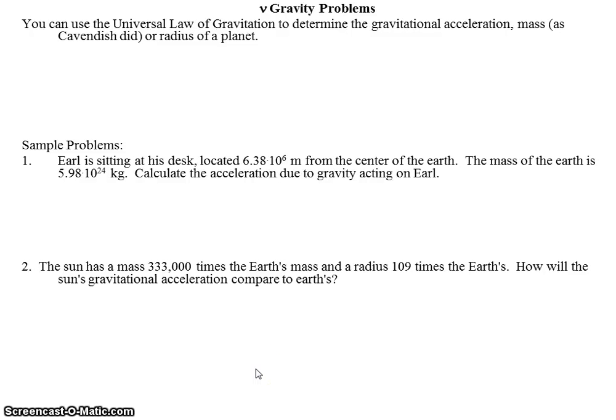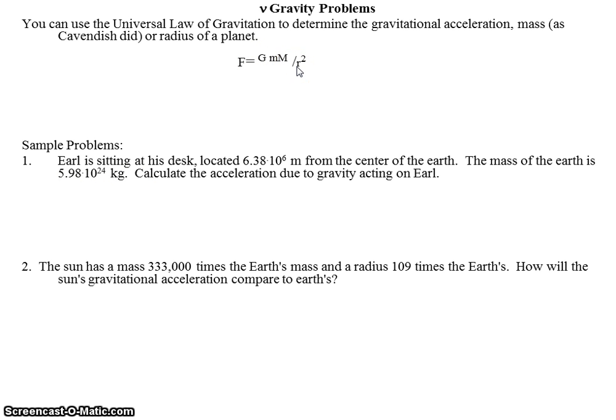All right, today we're going to look at some other ways to solve problems using the universal law of gravitation. So today we're going to look at how to determine the gravitational acceleration, the mass of a planet, or the radius of a planet. So if we look at Newton's universal law of gravitation equation, we have force equals big G m over r squared.